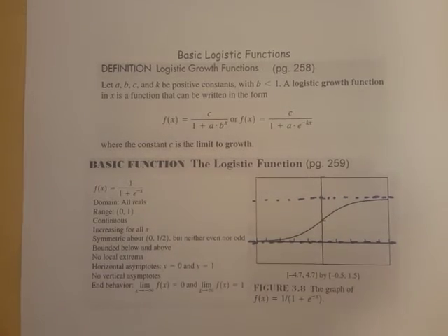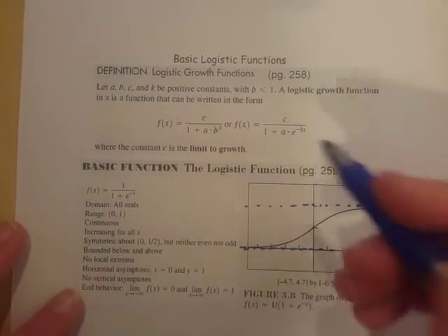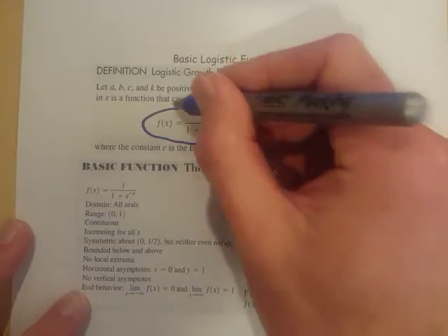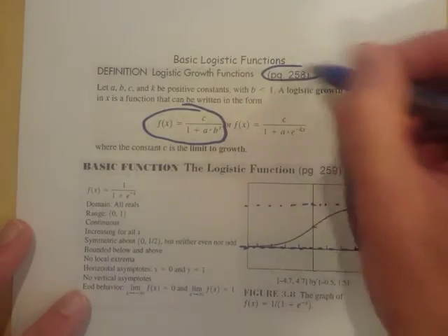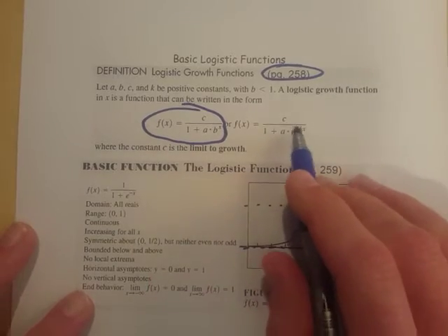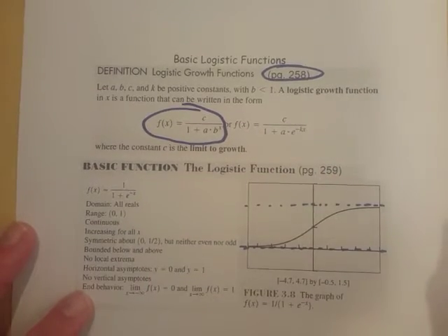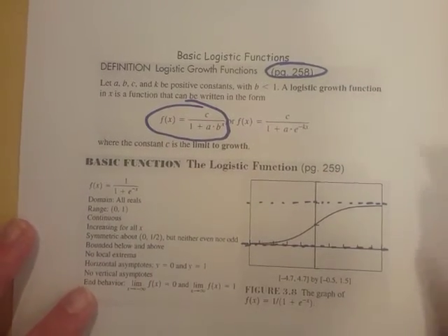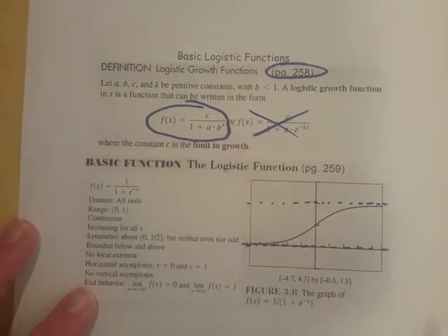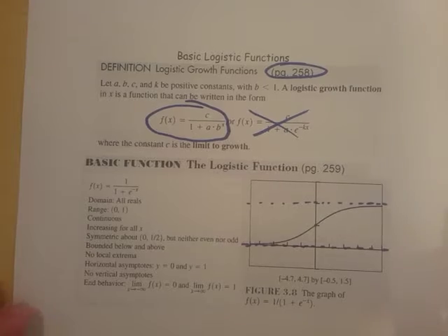Some other things that you should know about logistic functions. We're going to use the form of the equation that you see right here. This is a box that's on page 258 in your book. For the most part, we're going to use this. Just know that this one is a possibility. The book will use it for certain examples, but I don't like that one nearly as much as I like this one. This one's a lot easier to work with, especially if we're writing equations.